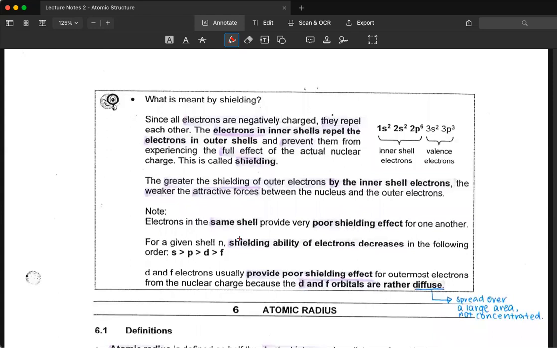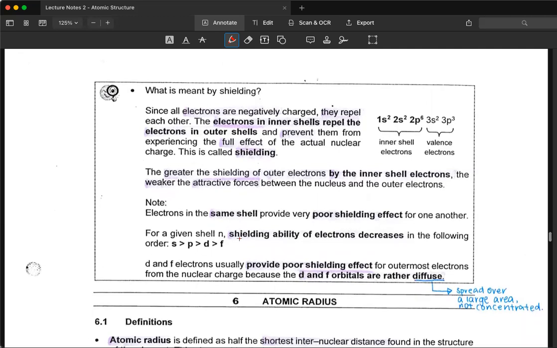And electrons in the same shell actually provide very poor shielding effect for one another, because they're in the same shell. So for a given shell, the shielding ability of electrons decreases in this order: S having the highest ability, followed by P, D, and F. D and F electrons usually provide very poor shielding effect for the outermost electron, because the D and F orbitals are rather diffuse, meaning the electrons in these orbitals are spread over a large area, not concentrated. So when they are not concentrated, they cannot provide good shielding effect.